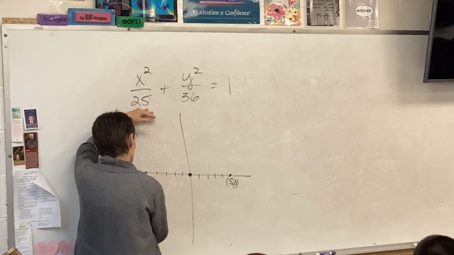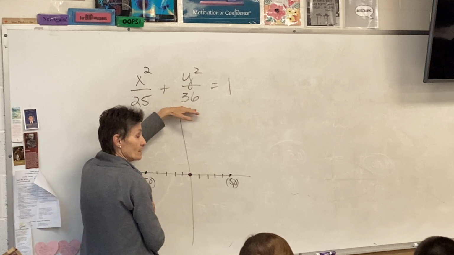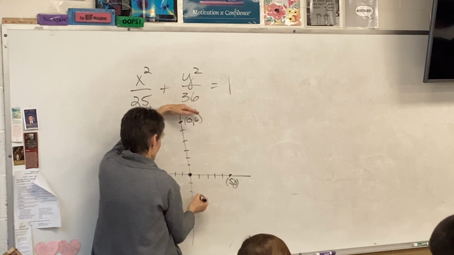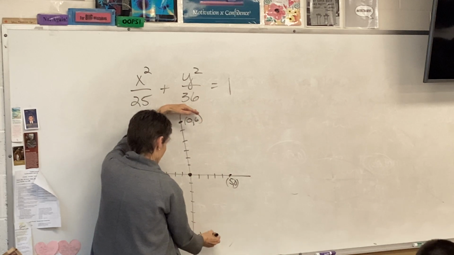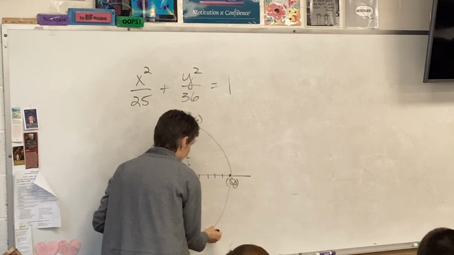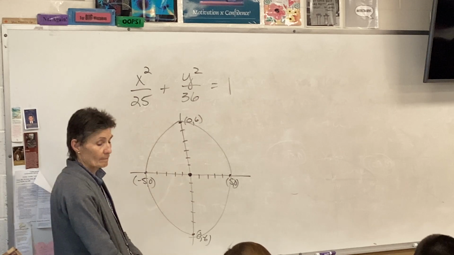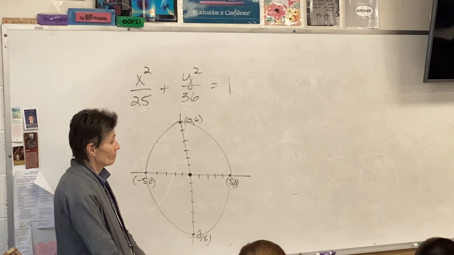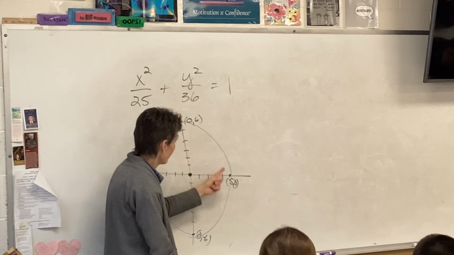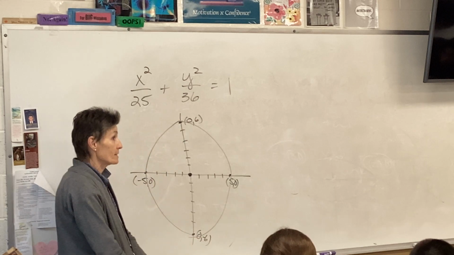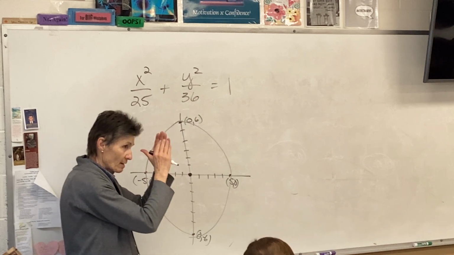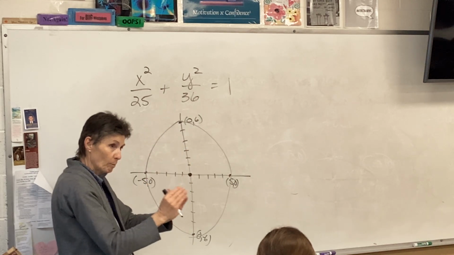And how far up and down am I gonna go? 6. 1, 2, 3, 4, 5, 6. Nobody's grading your picture. These 4 points are called vertices. So on the quiz and the test, it'll say what are the vertices, and you will write those 4 points.